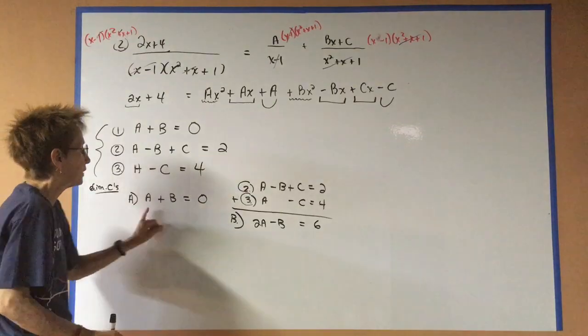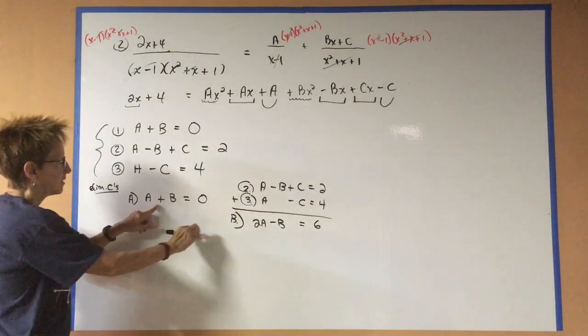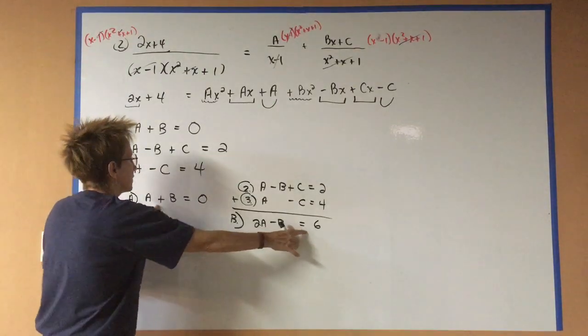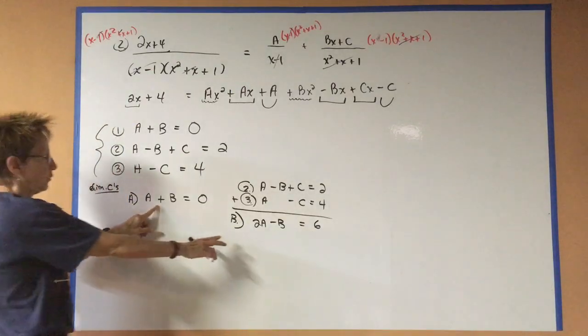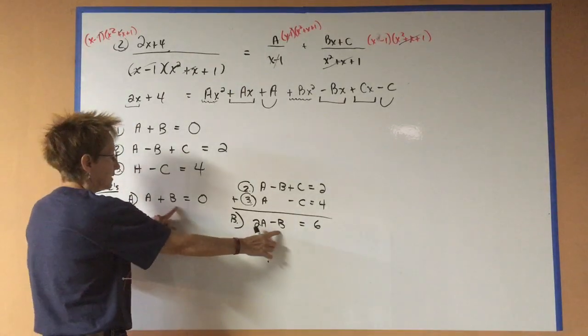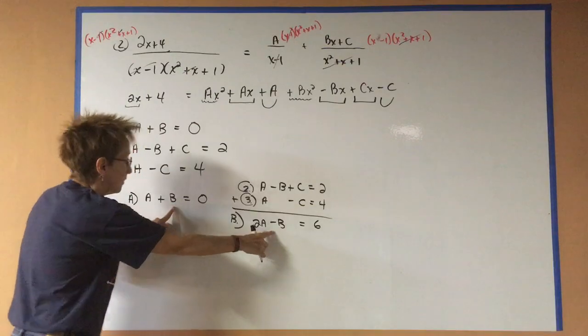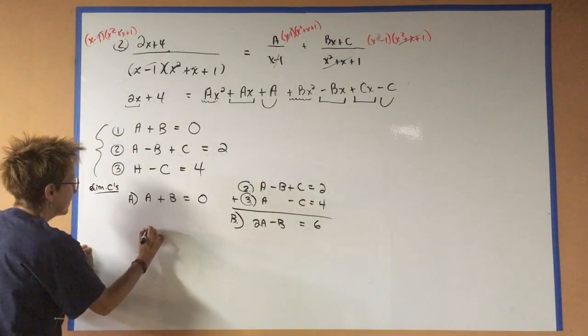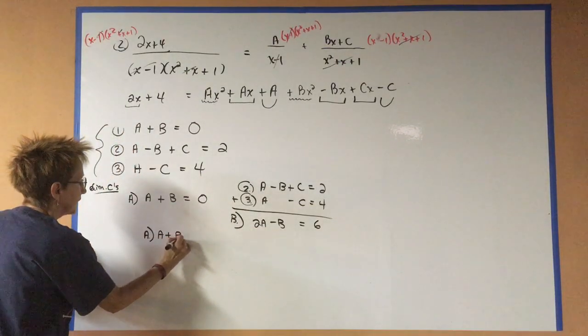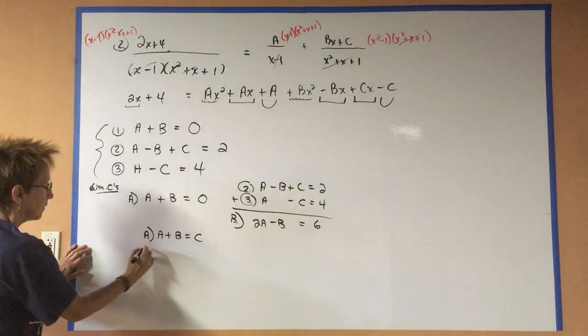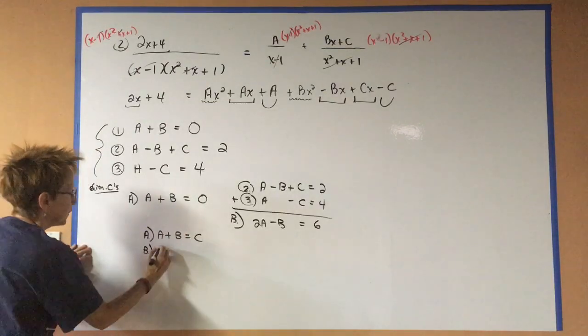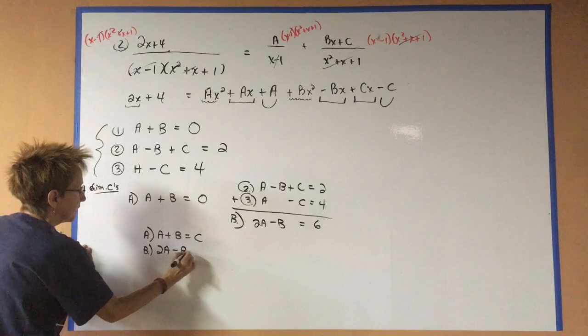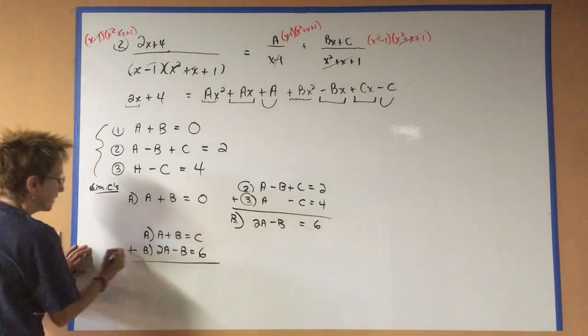So here's the 2 equations, 2 unknowns. A plus b equals 0 and 2a minus b equals 6. So tell me, do I want to eliminate the a's or the b's? The b's are ready to go, so I don't have to do anything to get the elimination to work. A plus b equals 0. 2a minus b equals 6. These are ready to go.